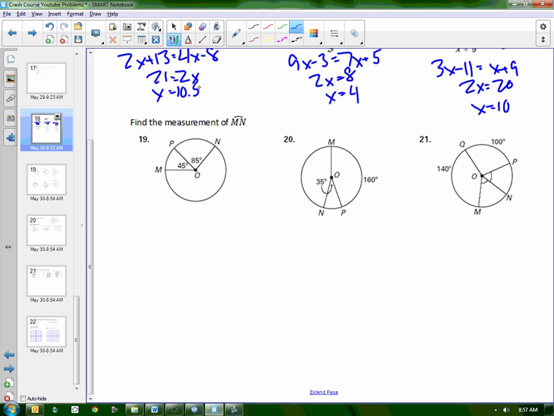For the second section here, it says find the measurement of MN. Arc MN is right here, so since this is a central angle, I'm just going to do 85 plus 45, and the measurement of arc MN is 130 degrees.